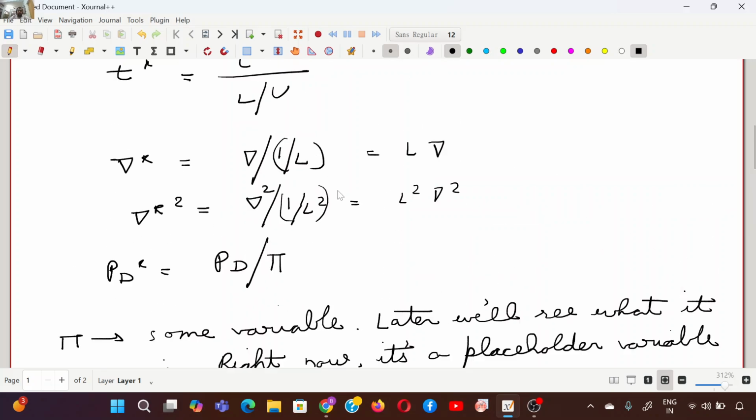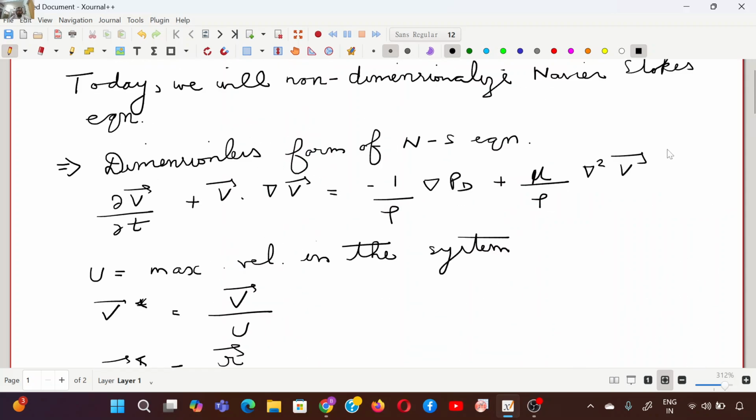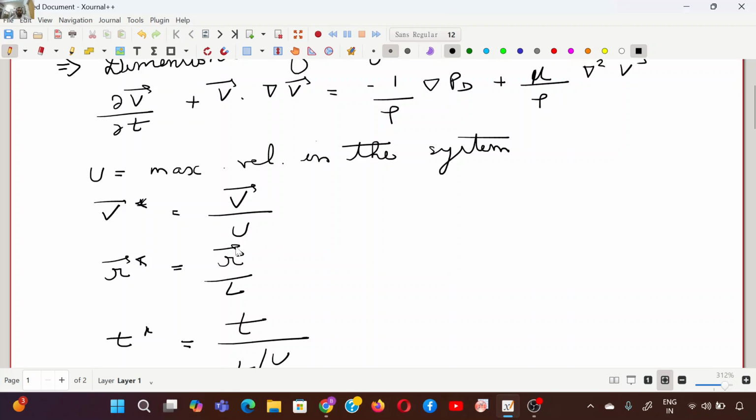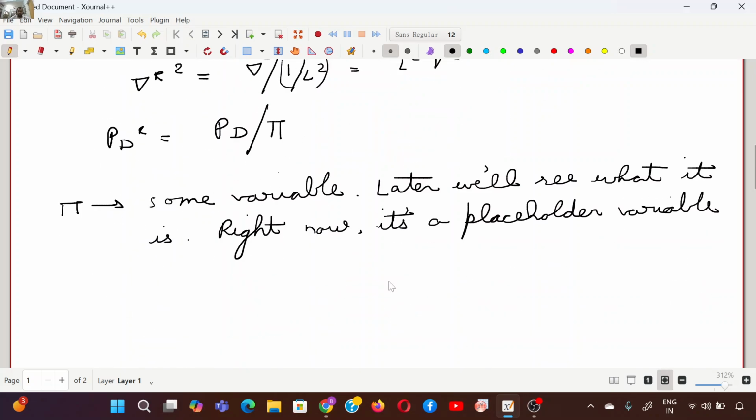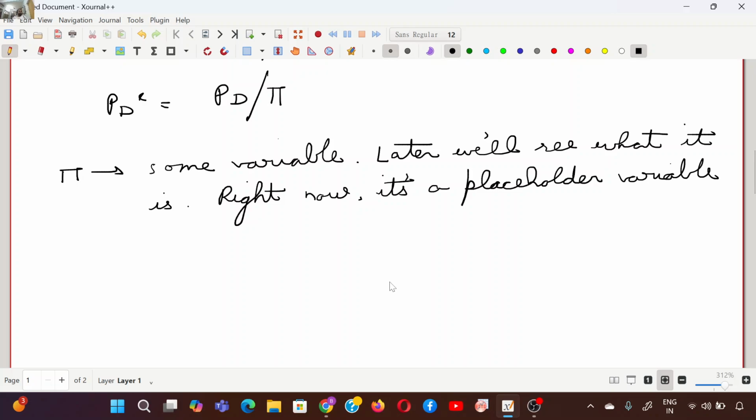So now you non-dimensionalize this Navier-Stokes equation using these scaling parameters, and you tell me what the dimensionless Navier-Stokes equation will look like. So take a couple of minutes to figure it out, and then I will solve it.